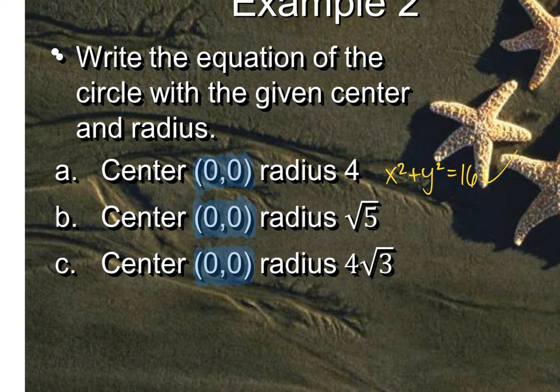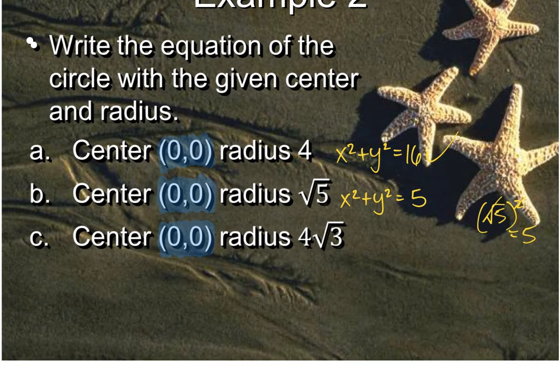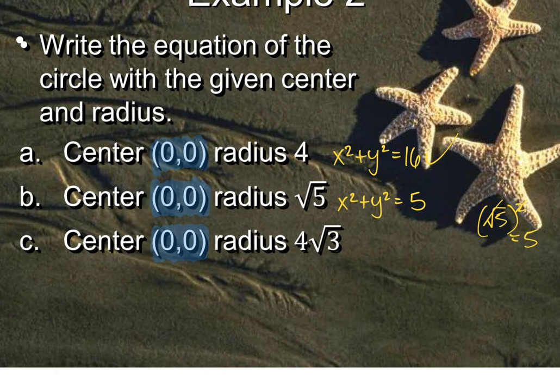Okay, what would B be? Emma? X squared plus y squared equals 5. Excellent, because the square root of 5 squared is 5. And I'll write that over here on the side. The square root of 5 squared, your squares are going to cancel with the square root, so it's just 5. Okay?